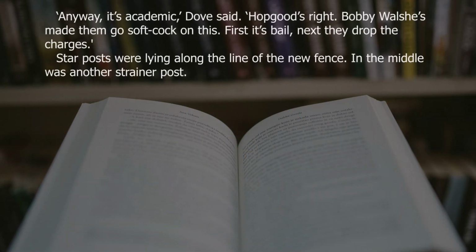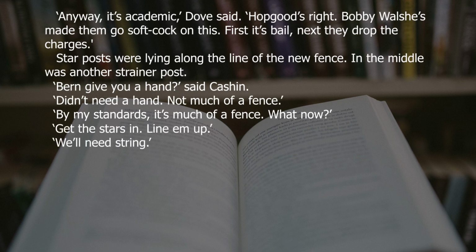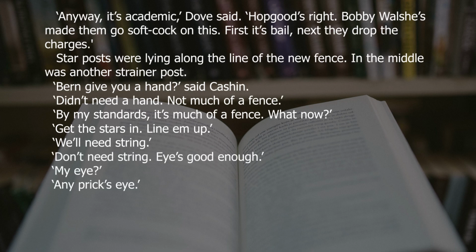"Anyway, it's academic," Dave said. "Hopgood's right. Bobby Walsh has made them go softcock on this. First it's bail, next they drop the charges." Star posts were lying along the line of the new fence. In the middle was another strainer post. "Byrne give you a hand?" said Cashin. "Didn't need a hand, not much of a fence." "By my standards, it's much of a fence. What now?" "Get the stars in, line them up." "We'll need string." "Don't need string, eye's good enough." "My eye?" "Any prick's eye."